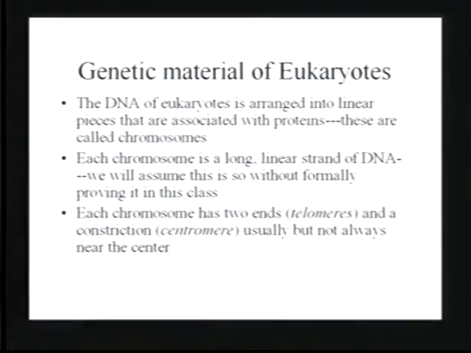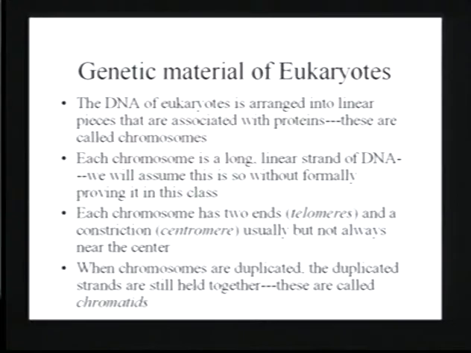Each chromosome also has a constriction. We call it a centromere. That sort of implies it's in the middle of the chromosome, but it's not always. It can be very close to the end of the chromosome. Right? But that constriction is going to be important because that's how we're going to separate genetic material when we do cell division. All right, so telomeres and centromeres. When you duplicate chromosomes, those two duplicated strands are still held together. And those duplicated strands are called chromatids. I'll show you a figure that shows all these structures.